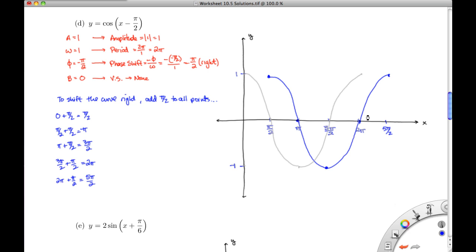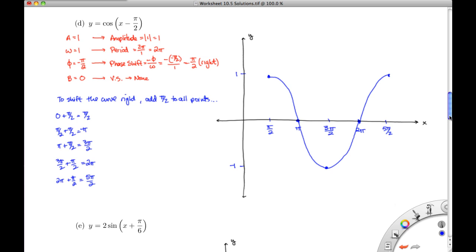So we can see that that gray curve has literally just been slid down the x-axis, pi over 2 for all points. And if we remove that original one, that's what we get for this curve. So in general, we need to do those shifts. This is the thing we might want to do, is highlight the key points and then just add or subtract whatever the shift is, depending if we're going to the right or the left.